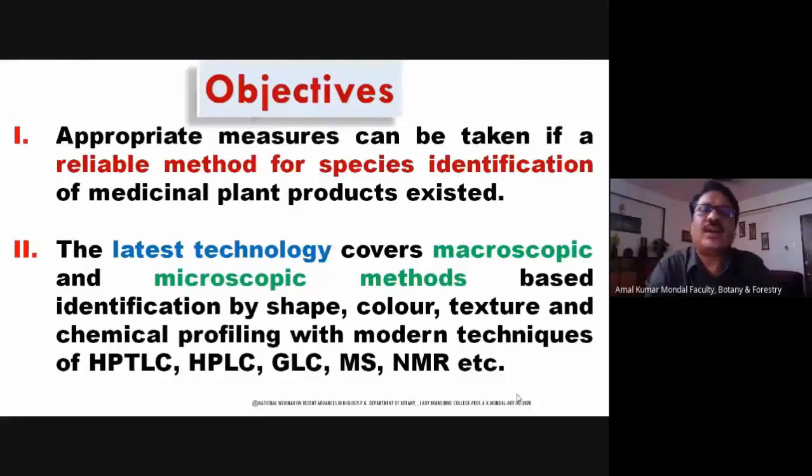Now, what should be our objective? Number one, the first appropriate measure can be taken if a reliable method for species identification of medicinal plant products existed. Number two, the latest technology covers macroscopic and microscopic methods based identification by shape, color, texture, and chemical profiling with modern techniques of HPTLC, HPLC, GLC, MS, NMR, etc.